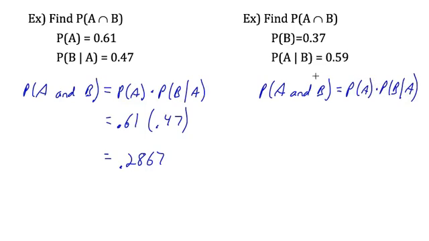Now notice this is not the information we were told. However, the probability of A and B equals the same thing as the probability of B and A. So let's rewrite all this, but using the probability of B and A. Well, that would equal the probability of B times the probability of A given B.